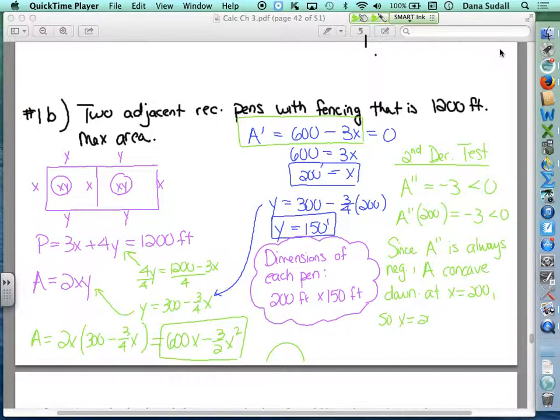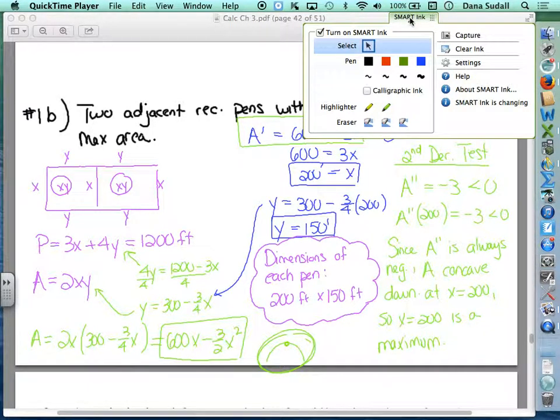So x is 200 is a maximum. Think about that concavity there. If that's 200, it has to be a maximum. So that's another option that you can go through and do. Either first derivative test or second derivative test. You don't have to do both, but that will give you that option there.